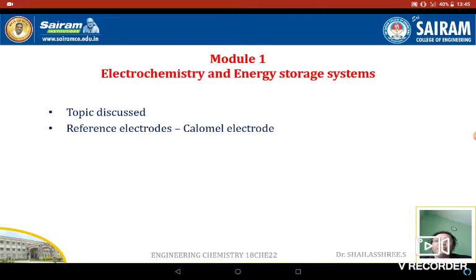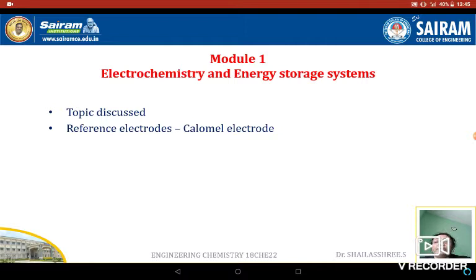We are with module 1, and in the last session we discussed the derivation of the Nernst equation and a few basic thermodynamic factors. The continuation of the chapter is next: reference electrodes. In this session we will be discussing reference electrodes.